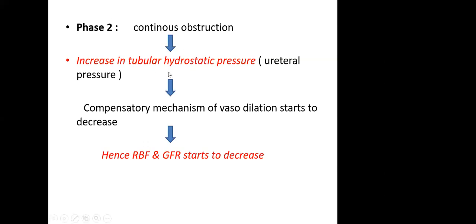The obstruction will be persistently present, and the hydrostatic pressure will also increase. Here, the hydrostatic pressure they are referring to is the ureter pressure. Either a stone may be obstructed in the mid ureter or distal ureter. That ureter pressure will increase because urine cannot pass distal to the obstruction.